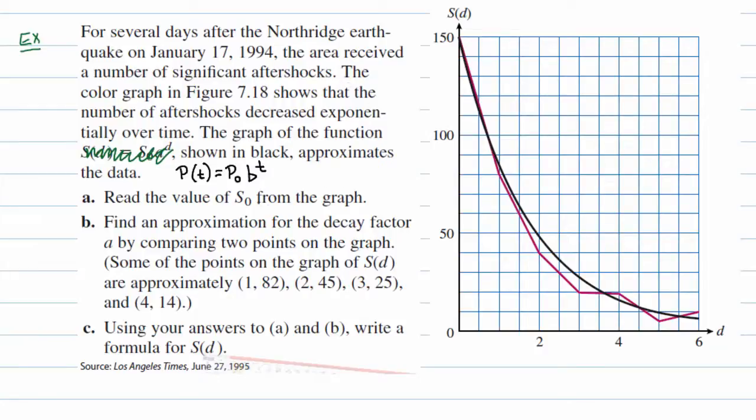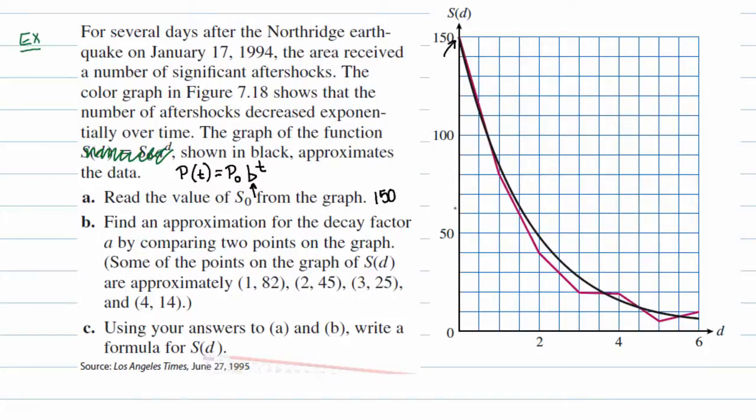So read the value of P naught from the graph. Remember, P naught is the initial value. So it looks to me that initially that's 150. What that means is that on that very same day there were 150 aftershocks. Find an approximation for the decay factor, which is going to be this b value, by comparing 2 points on the graph. Now you can select any 2 points that you want on the black curve, because that's the curve that we're going to use.